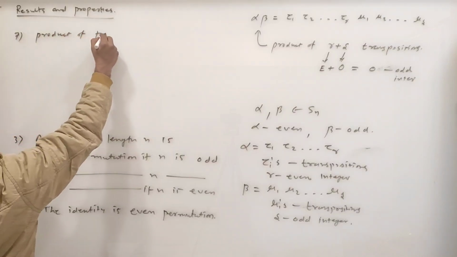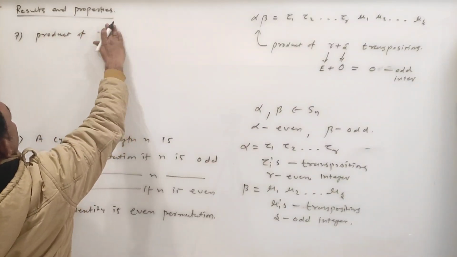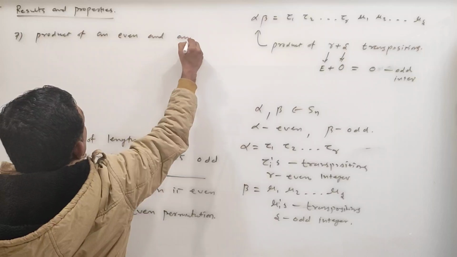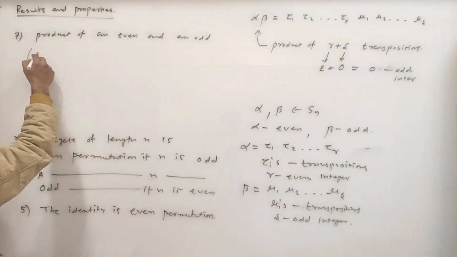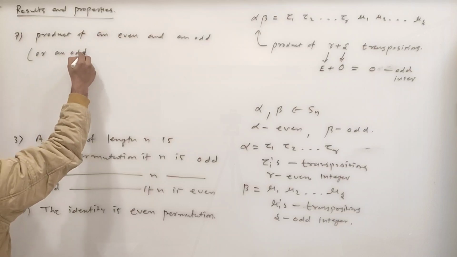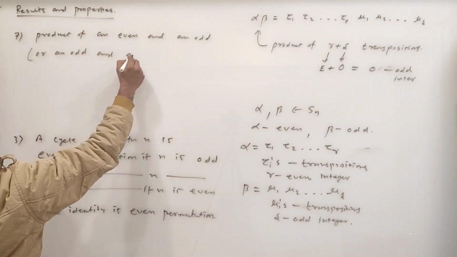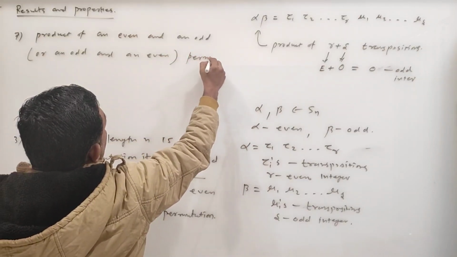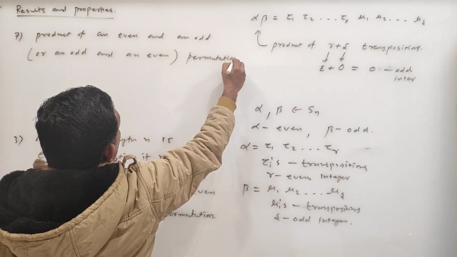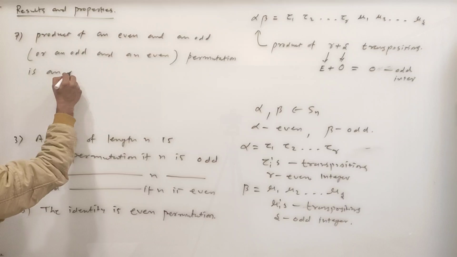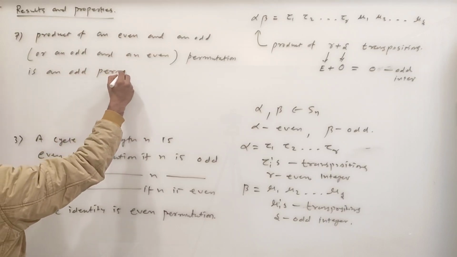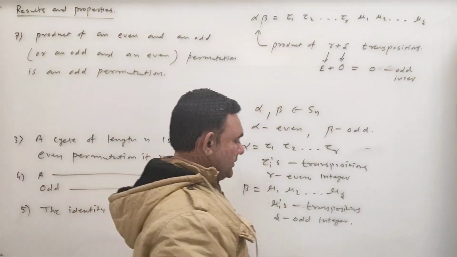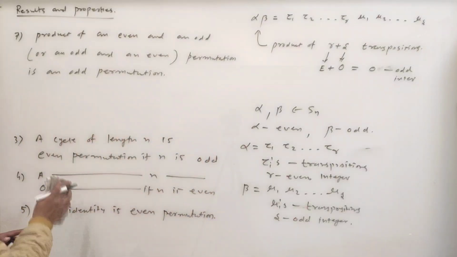Product of an even and an odd, or let me write in brackets, an odd and an even permutation, is an odd permutation. If one is even and the other odd, or one is odd and the other even, then its product is an odd permutation.